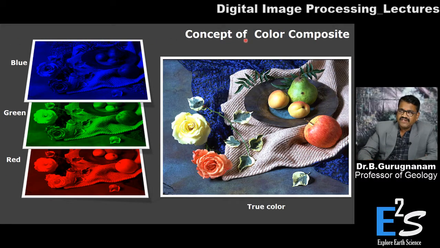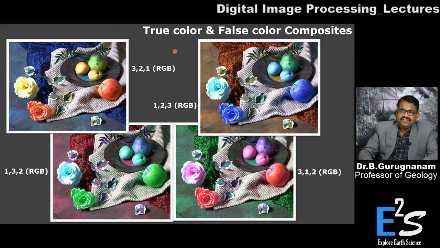The same applies in satellite data. The concept of color composite happens by taking the different tone information with respect to the blue band, green band and red band. If you merge them and produce them in the image processing software, you will get a true color of the satellite data. And what is the difference between true color and false color? You see, this is true color. The colors used here for the preparation of this image are band 3, band 2, band 1.